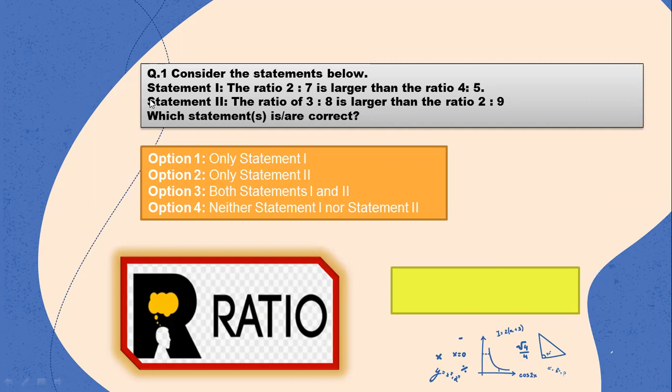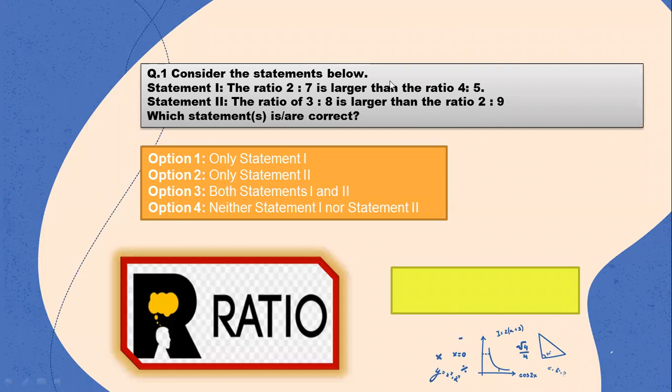In this type of question, what you have to do is you have to simplify statement 1 and statement 2, and then you have to see which statement is exactly correct and see in the options. Option 1, only statement 1 is correct; option 2, only statement 2 is correct; option 3, both statement 1 and 2 are correct; and option 4, neither of statement 1 or 2 is correct. So let us start doing this question.